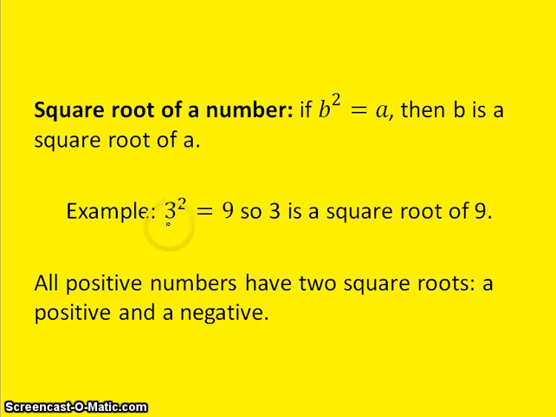Because 3 squared is 9, that means that 3 is the square root of 9. So 3 squared is 9. Square root of 9 is 3. All positive numbers have two square roots, a positive and a negative. So 3 squared is 9. But there's another number squared. Negative 3 squared is also equal to 9. So the square root of 9 is 3 and negative 3.